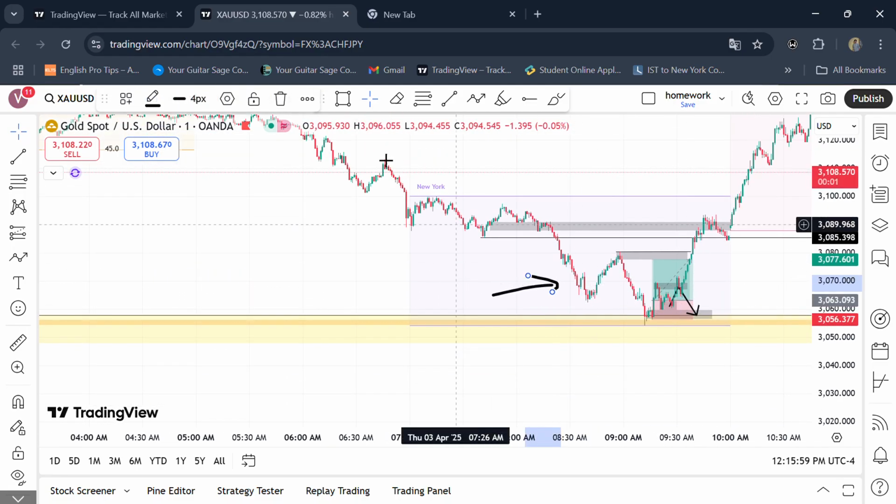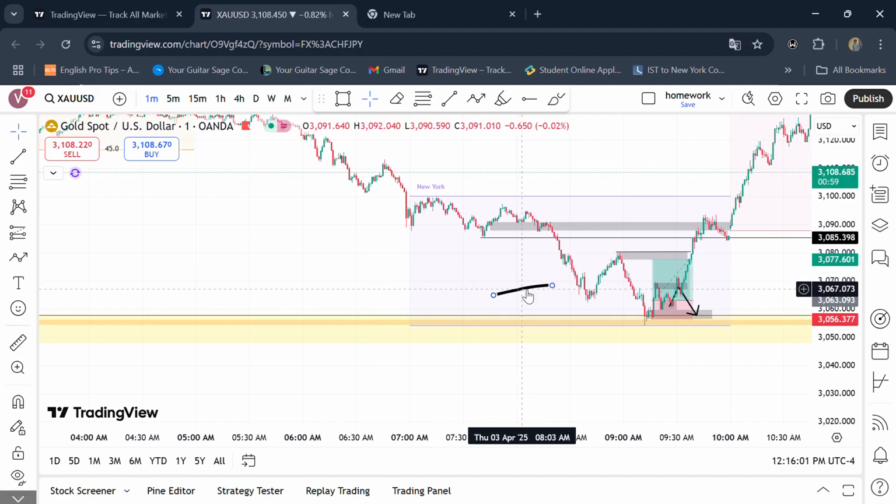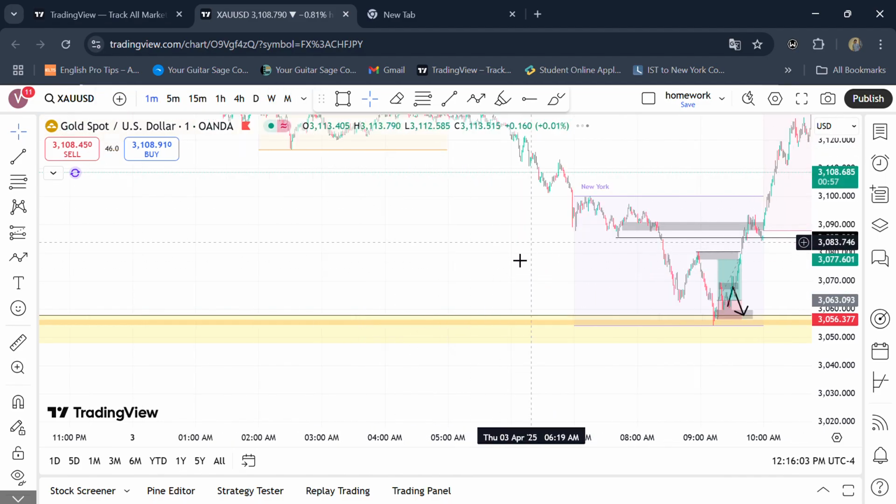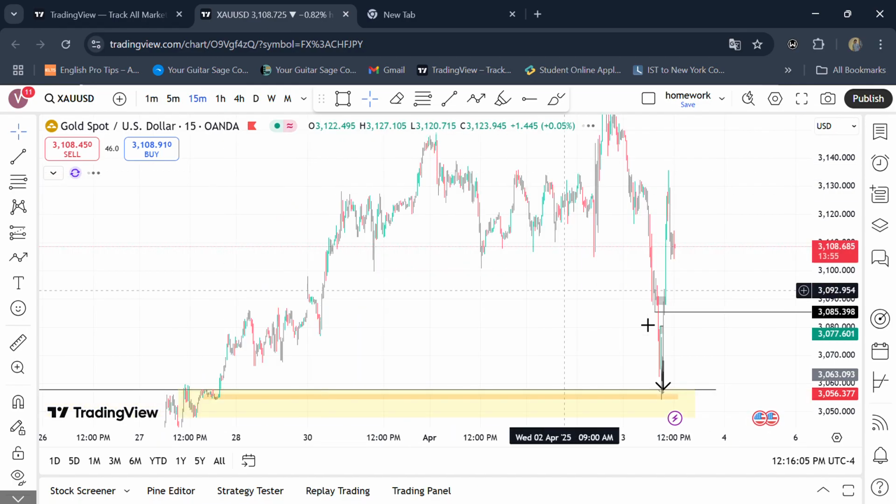Anyway, so this is how I tapped a little into scalping.